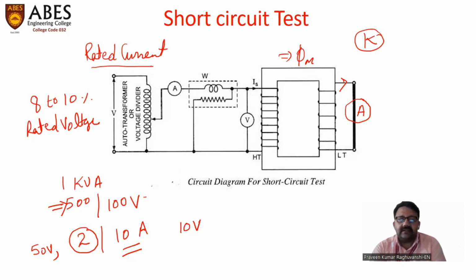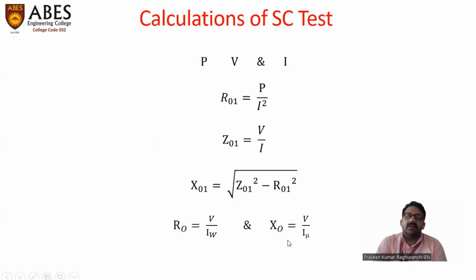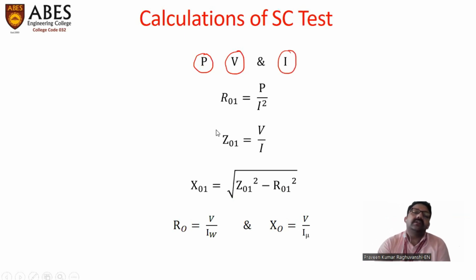Now, moving ahead, from the data of this short circuit test, we can also calculate the parameters of the equivalent circuit. Let us consider these are the three readings of my short circuit test. This is the wattmeter reading, this is the voltmeter reading, and this is the reading of the ammeter. Now using these three readings, we can easily calculate the equivalent winding resistance and equivalent winding reactance of the transformer referred to the side at which this test is conducted.